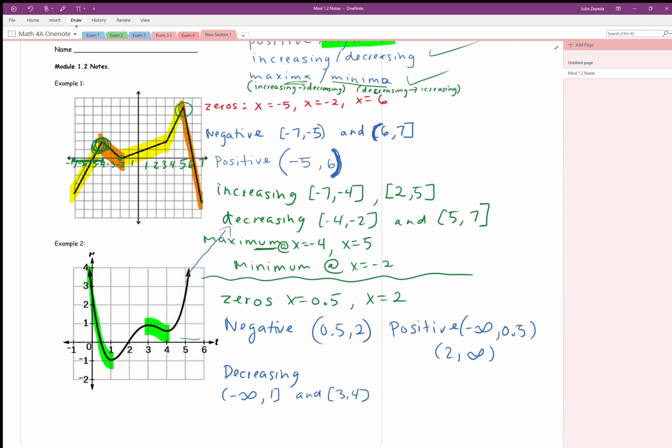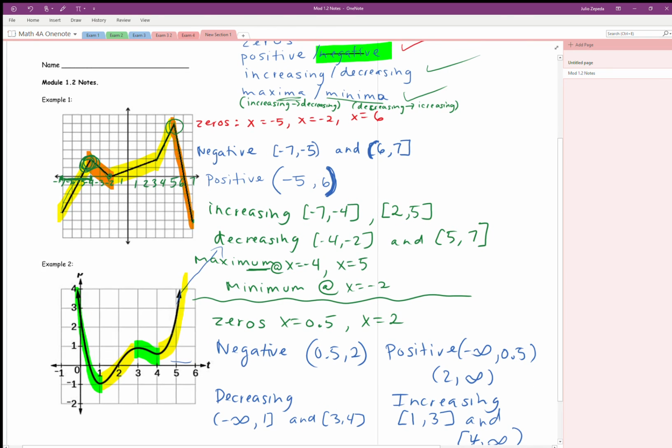Okay, and then the other portions of the graph are all increasing. So increasing right there and right there. So it's increasing from 1, looks like, to 3. And then from 4, and since we have an arrow, it's going off to positive infinity. So I'm going to say from 4 to positive infinity. Just like that.